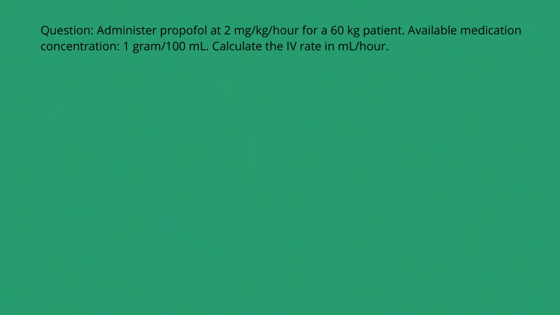All right, our next example has another variation, but it's similar in some ways also. We have our order for propofol, 2 milligrams per kilogram per hour. All right, the patient weighs 60 kilograms. The available medication is 1 gram in 100 milliliters.